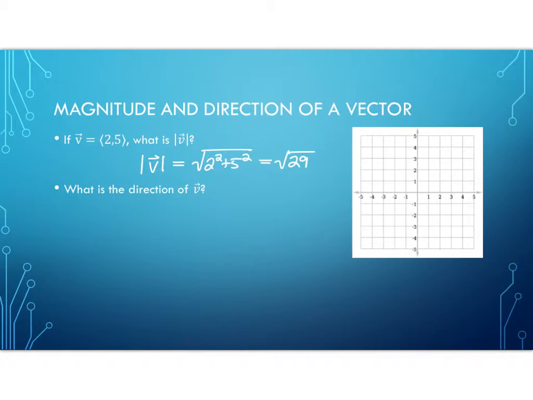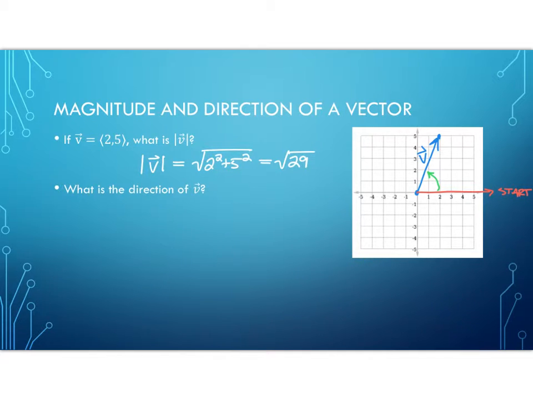Now what is the direction? Over here we have vector v. Placement doesn't really matter. I just chose to start it at the origin. We go right 2, up 5. So the direction is kind of like its angle if it were on the unit circle. The direction is always an angle in standard form, which means we're looking at starting right here and rotating in a counterclockwise rotation. So what is this angle?